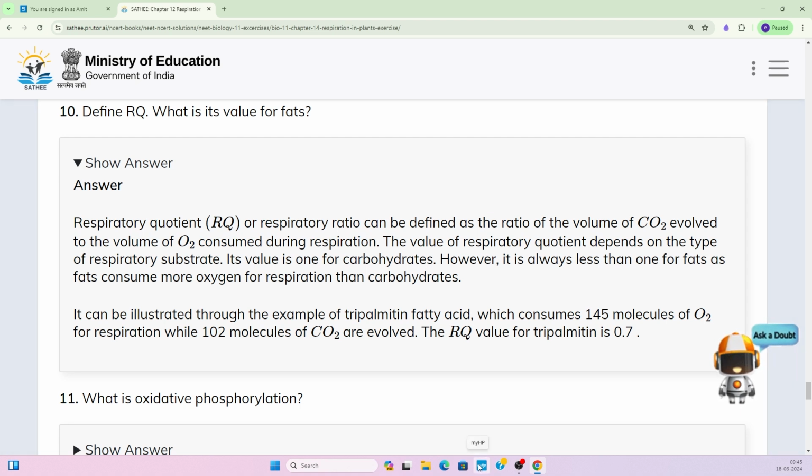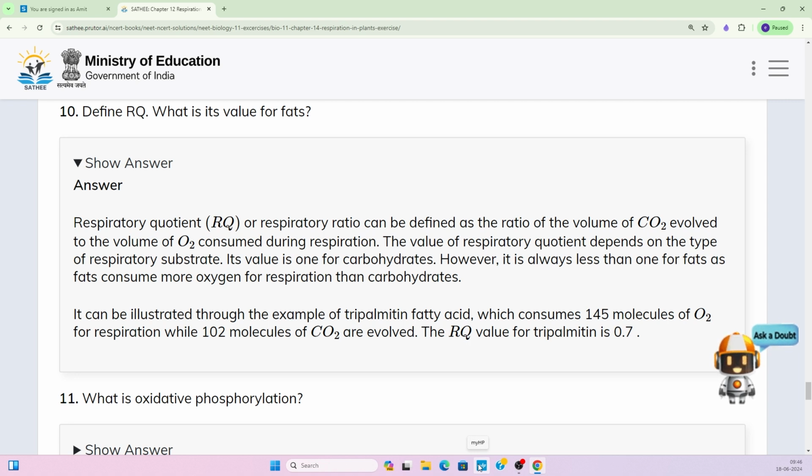The value of the respiratory quotient depends on the type of respiratory substrate that is used, and its value is 1 for carbohydrate. When you divide the volume of CO2 evolved by the volume of O2 consumed in the carbohydrate process, when you are taking carbohydrate as a substrate, the value is 1.